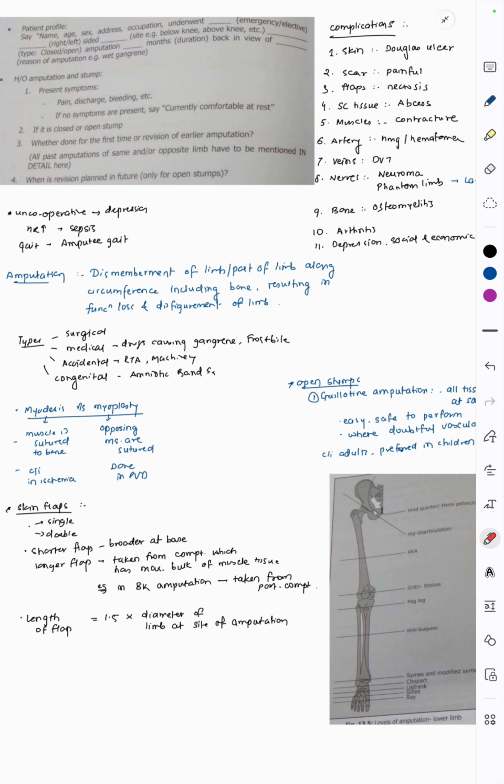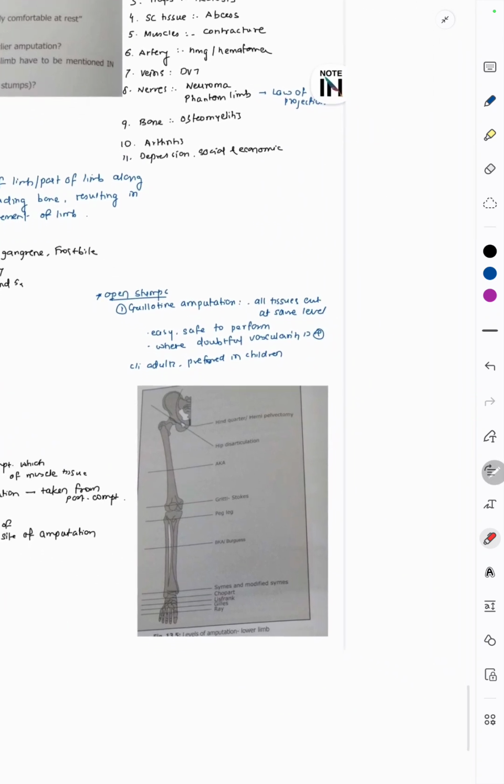In case of below knee amputation, in the legs, the compartment with maximum muscle mass is the posterior compartment. So the skin flap is taken from the posterior compartment. The length of the flap should be at least 1.5 times the diameter of the limb at the site of amputation. Then the open stumps.